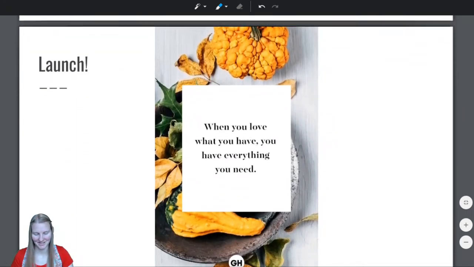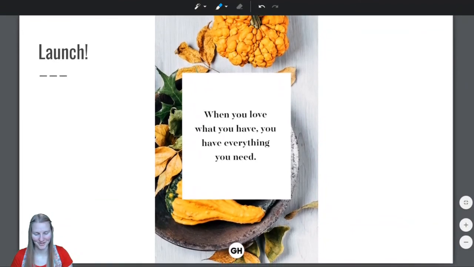Now, let's end our video with a launch, just like usual. So this launch comes from an anonymous source, but it says, when you love what you have, you have everything you need. Do you love what you have? If you do, are you content? Do you find that you're content? You're not really searching for anything? You don't need anything else? And if you don't love what you have, do you find that you need something more?